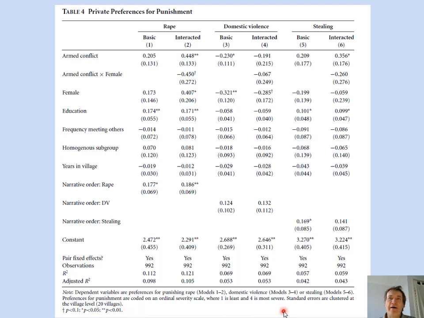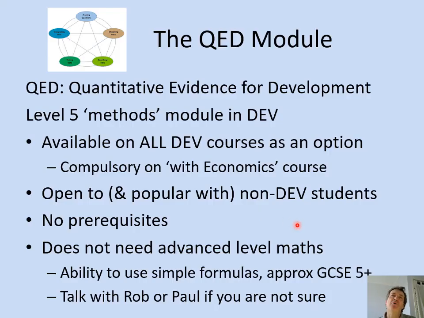So let's go on now, before the video finishes, back to some more concrete details about the QED module. As I said, it's a level 5 methods module in DEV, available on all DEV courses as an option. There's only one in the economics course. If you're doing that with economics, then you have to do this one. But everybody else, it's one of your options you can do.